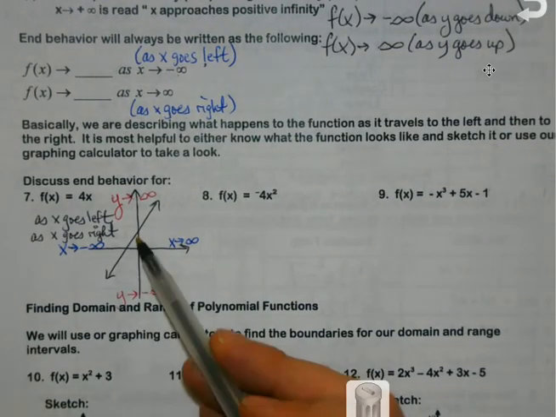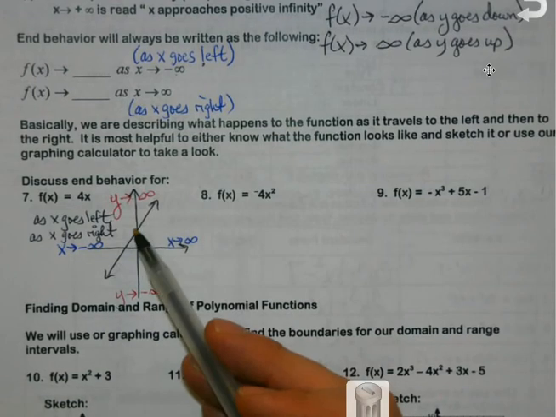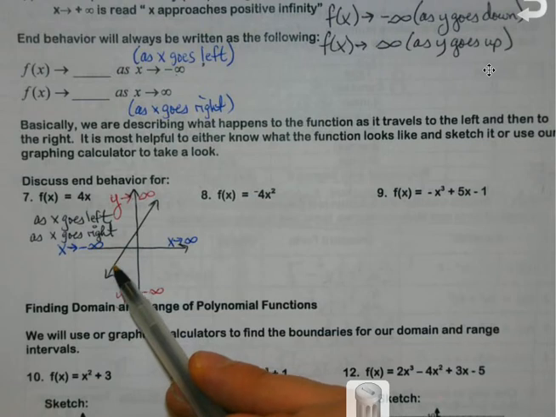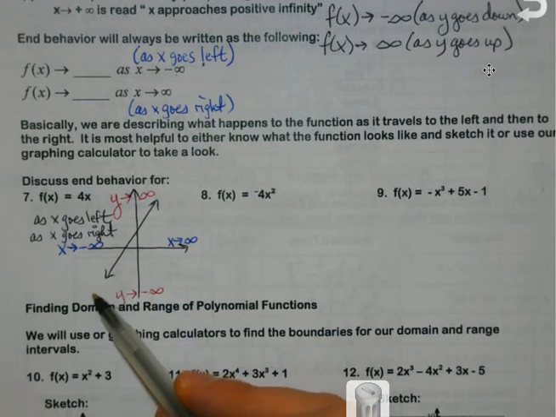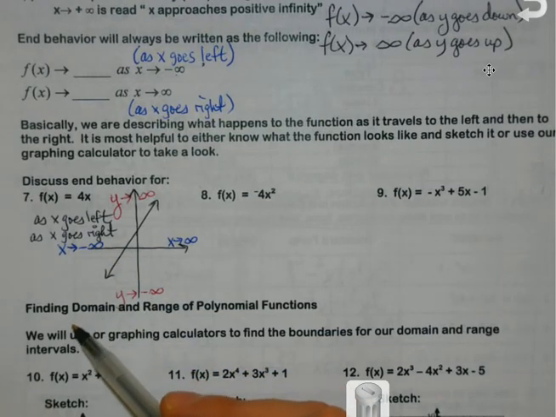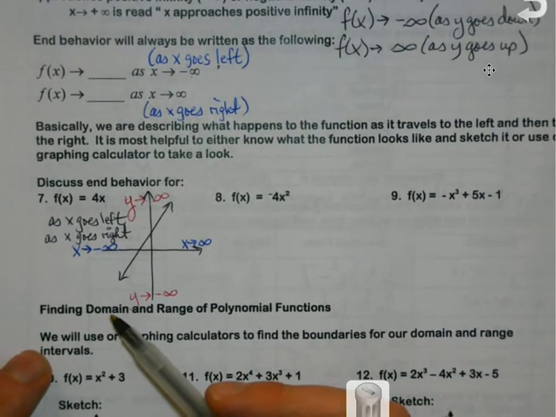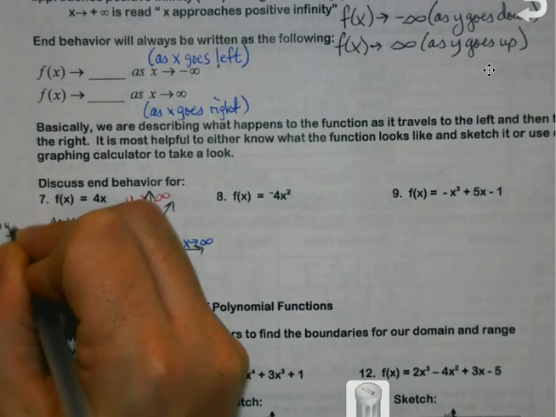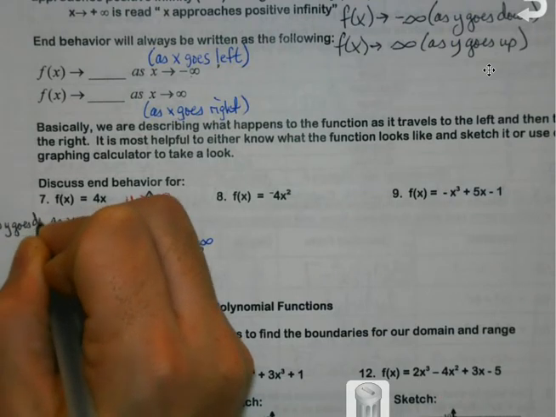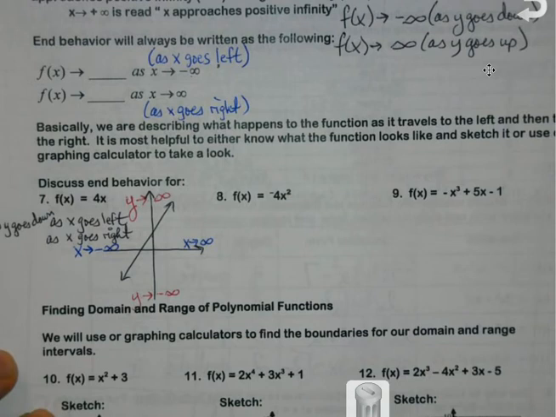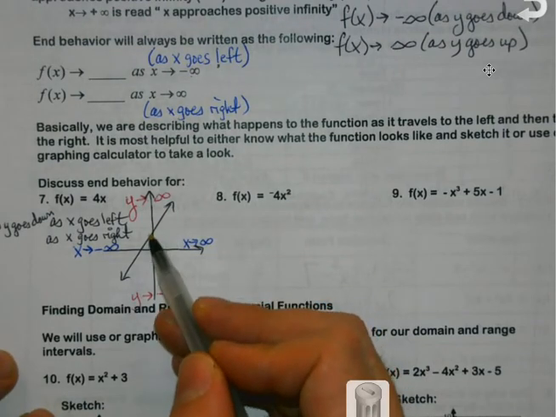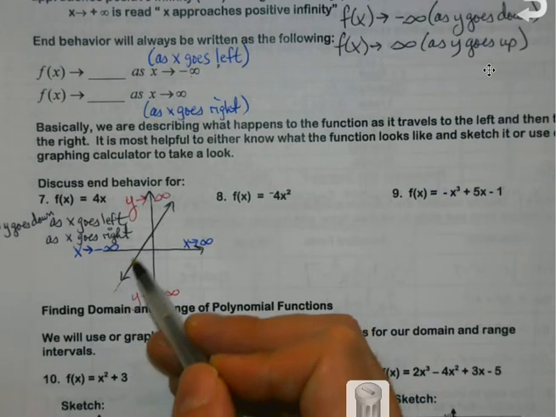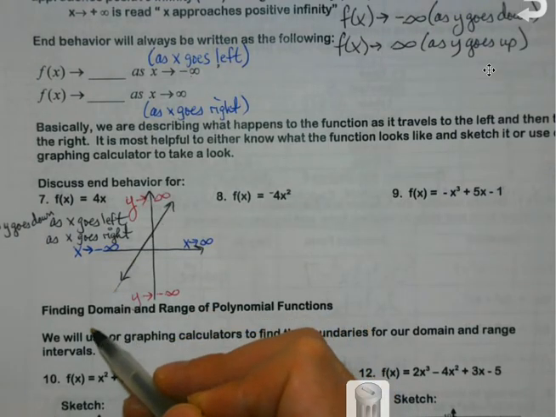So as I'm on this straight line right here, as my x value goes to the left, as I start to move left on this line, what direction am I heading in the y value? Am I going up or down? I'm going down. So I'm going to write on here as y goes down. As x is going left, y is going down. I'm just verbally describing what's happening to the line. So then I do it for the other part.